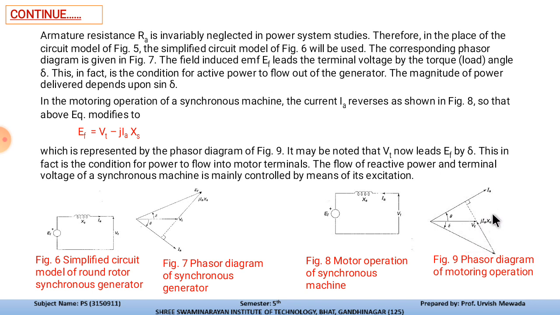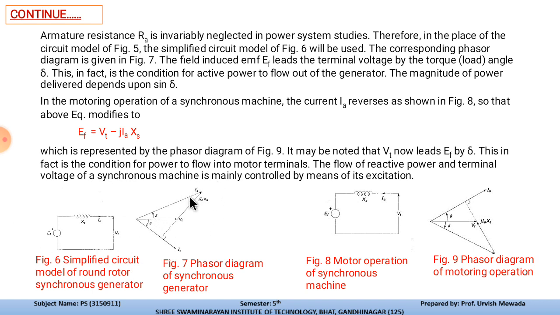It may be noted that VT now leads EF by the delta angle. Now EF is over here and this is the VT, so it is leading by the delta angle. So this is the condition for the power flow into the motor terminals, and the flow of reactive power and terminal voltage of the synchronous machine is mainly controlled by means of the excitation. So here, as we control the excitation, we are getting different modes of EF.